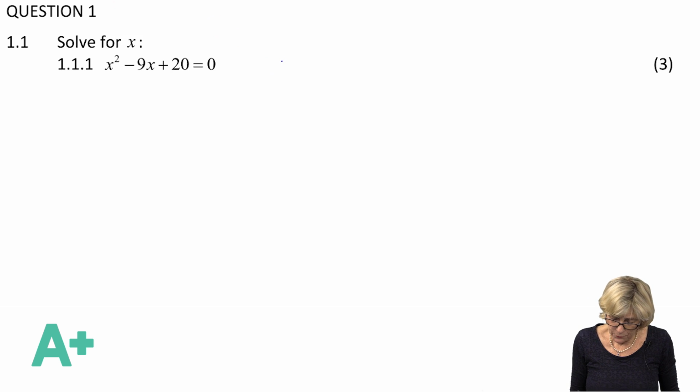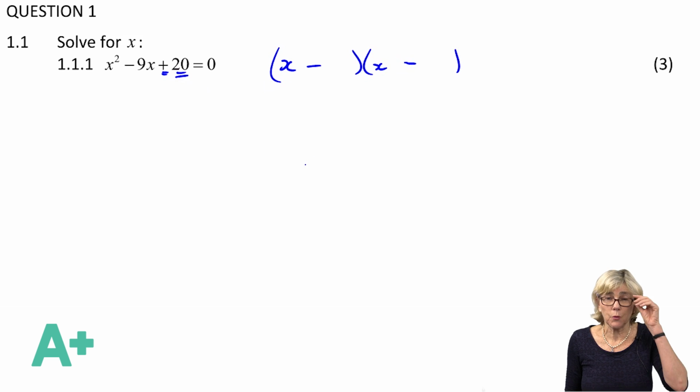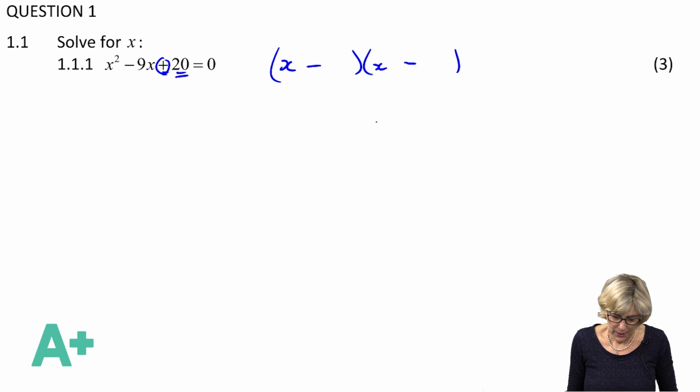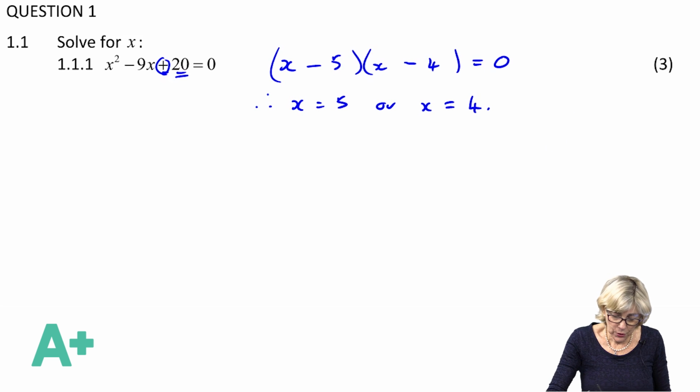So it's pretty straightforward. We're going to go x, and both the signs are going to be a minus because the second sign's a plus. Then we've got to think of two numbers that multiply to give 20 and add to give 9. So I get (x - 5)(x - 4) = 0, and therefore x is equal to 5 or x is equal to 4. Those of you who are not so good at factorizing, I would certainly check my answers.